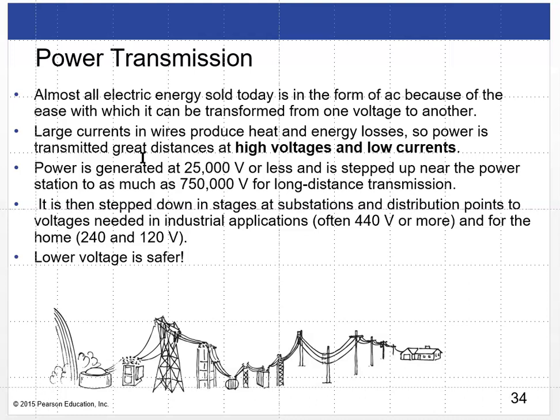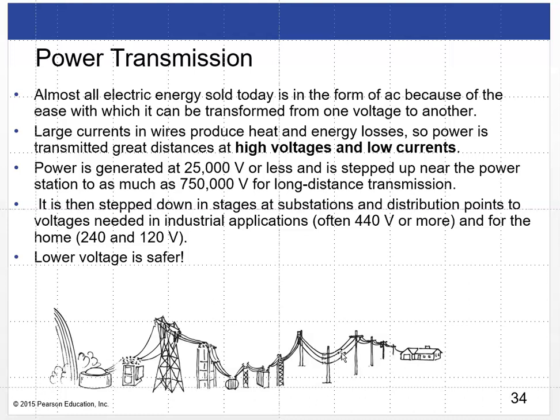So they transmit power over great distances at very high voltage and very low currents to keep that I squared R loss down. The power might be generated at 25,000 volts or less in the power station, because it's safer to generate at a low voltage. And then it's stepped up near the power station to as much as 75,000 volts for long distance transmission. And then they transmit over very long distances, keeping that current as low as possible to keep that I squared R loss down. But eventually it gets to someplace like a substation.